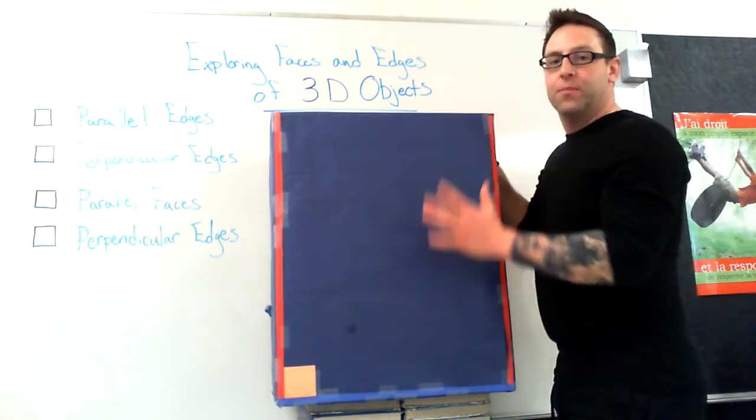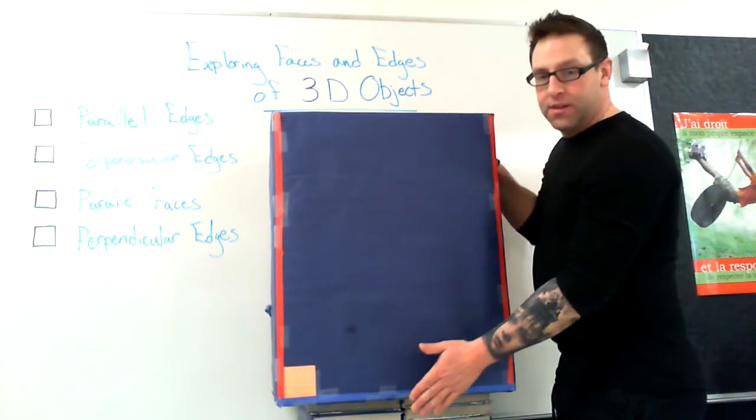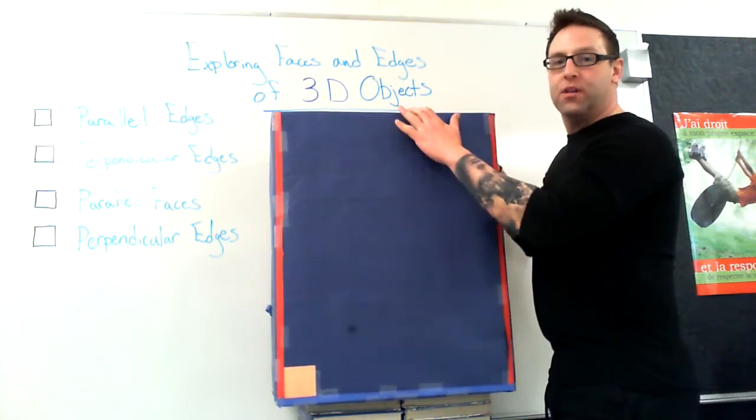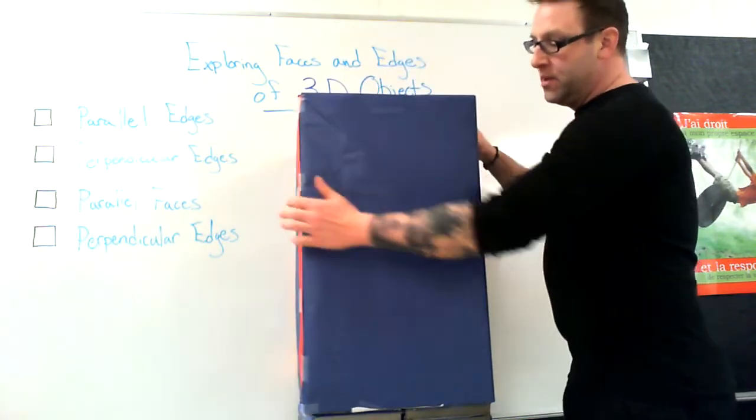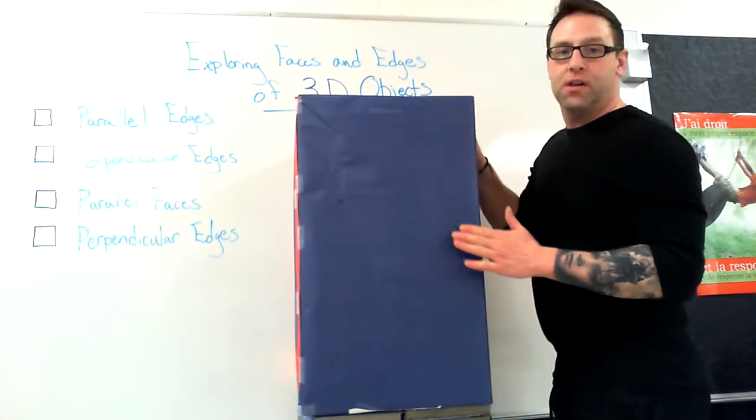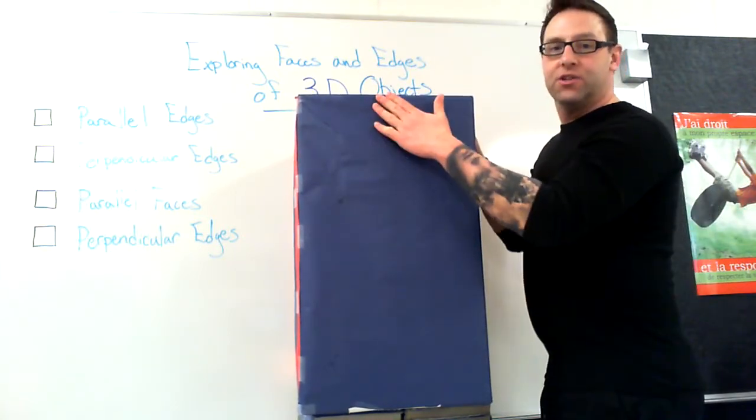Obviously, there's more examples of parallel edges on this shape. This edge and this edge are parallel. If we turn the shape, this edge and this edge are parallel. This edge and this edge are parallel.